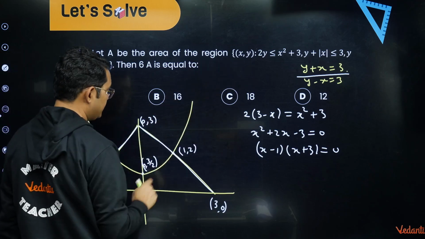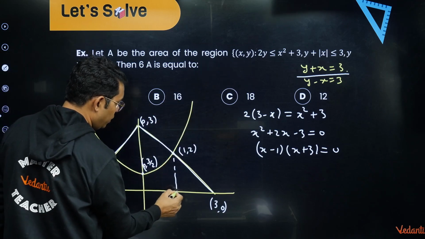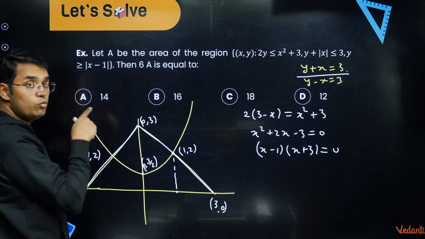Okay, now coming to the last thing. Last thing is actually having your vertex at 1, because it is y equal to mod x minus 1.